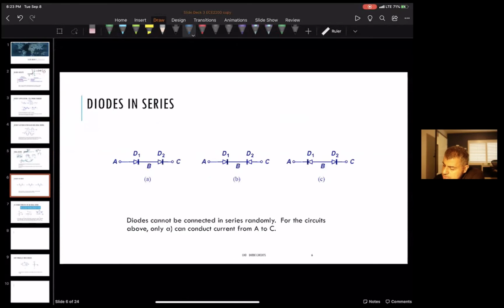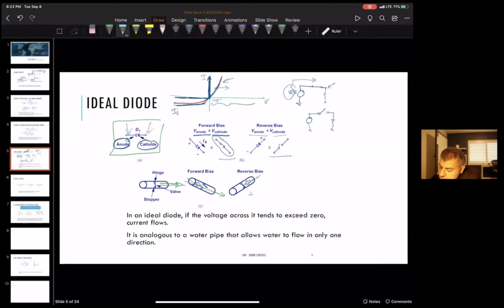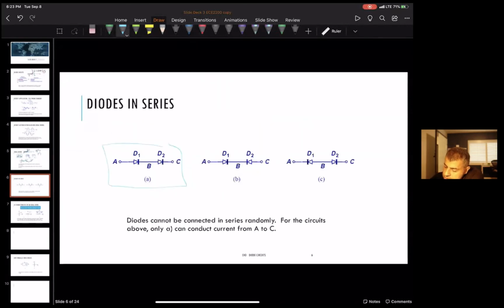So let's look at what happens if you connect diodes in different ways. So let's say this case. This is supposed to be an example of what happens with this kind of simple model. So remember, this part is called the anode.